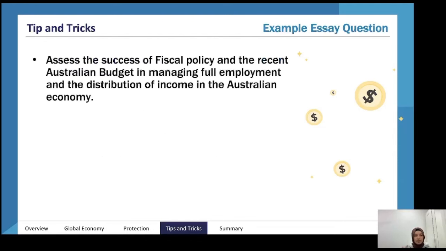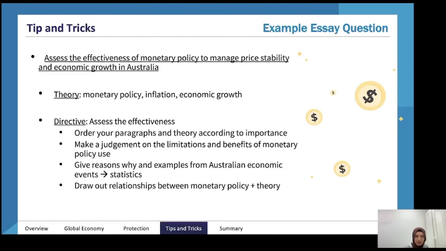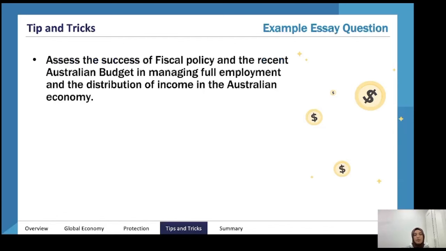I'm now going to hand over to you and ask you to have a go at creating a similar plan for how you would approach this essay question. So this one says, analyze the success of fiscal policy and recent Australian budgets in managing full employment and the distribution of income in the Australian economy. I'll give you a few minutes to come up with some sort of a plan for this one, and then we'll go from there.